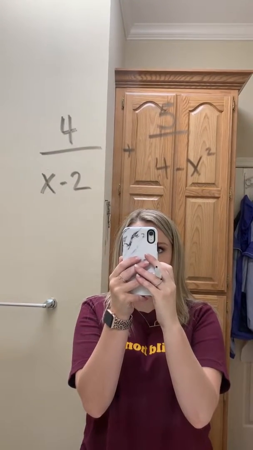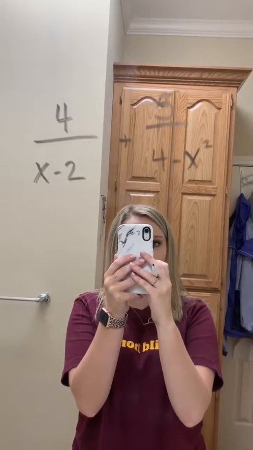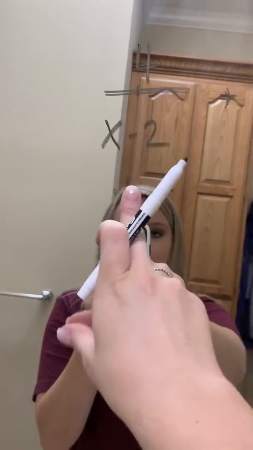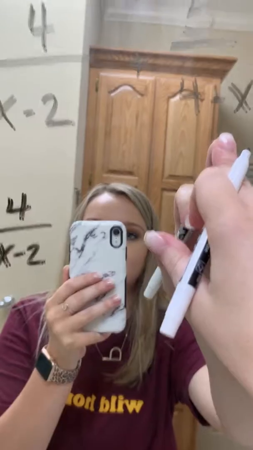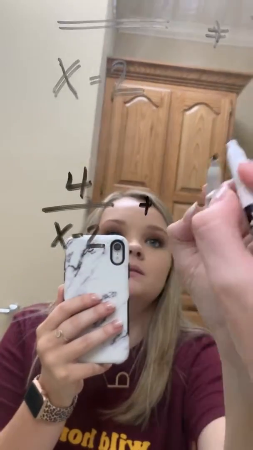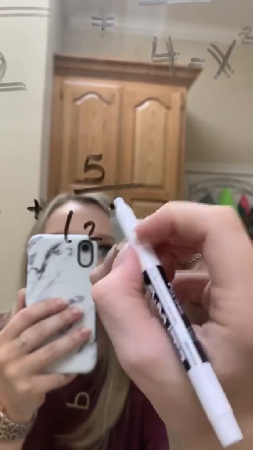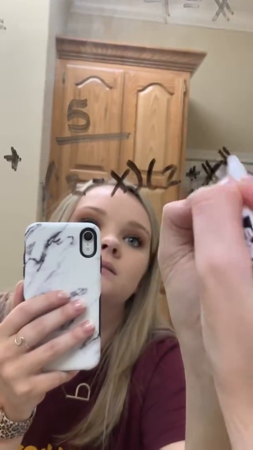The first problem is 4 over x minus 2 plus 5 over 4 minus x squared. First thing you want to do is factor. There's nothing to be factored in this, so it stays the same: 4 over x minus 2. This one needs to be factored. So it's plus 5 over 2 minus x and 2 plus x.